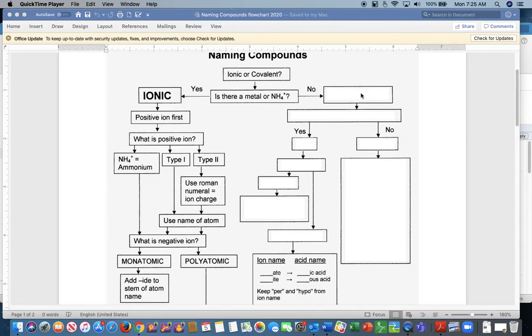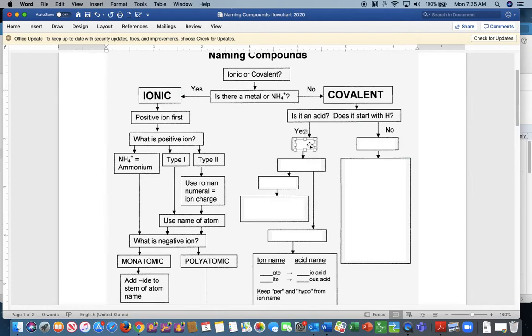Okay, so is it ionic or covalent? If it does not contain a metal or an NH4, then it will be covalent. And so if it is covalent, the next thing we need to think about is, is it an acid? And to answer that question, does it start with an H? If it starts with an H, then yes, it is an acid. If it does not start with an H, then it's not an acid.